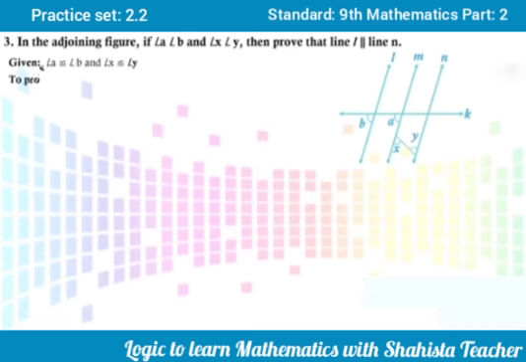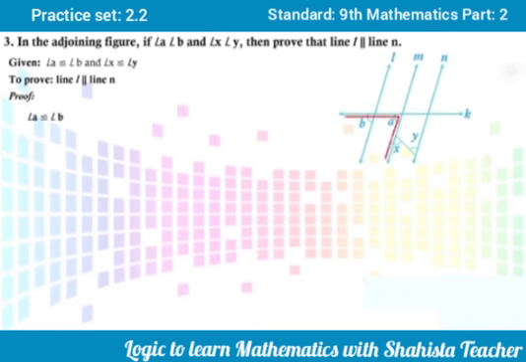Now here first we will write Given: angle A congruent to angle B and angle X congruent to angle Y. After that we will find To prove. To prove means to find line L parallel to line M parallel to line N. So here we have to find line L parallel to line N.